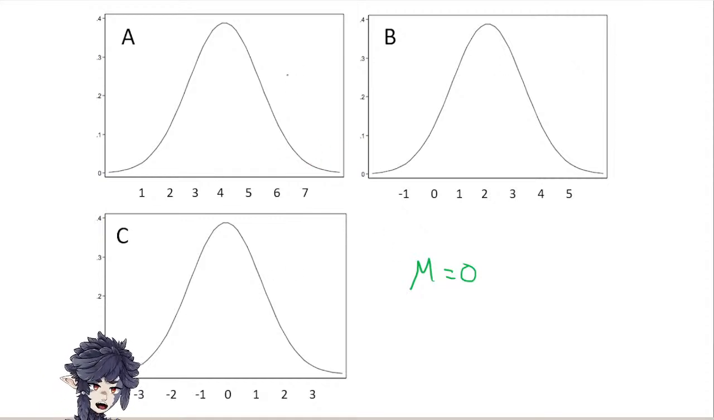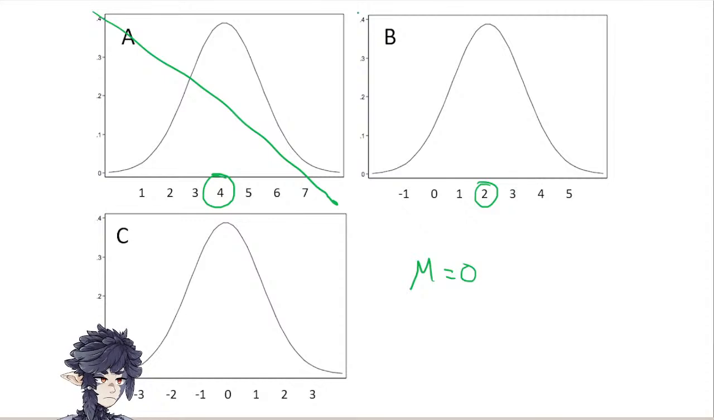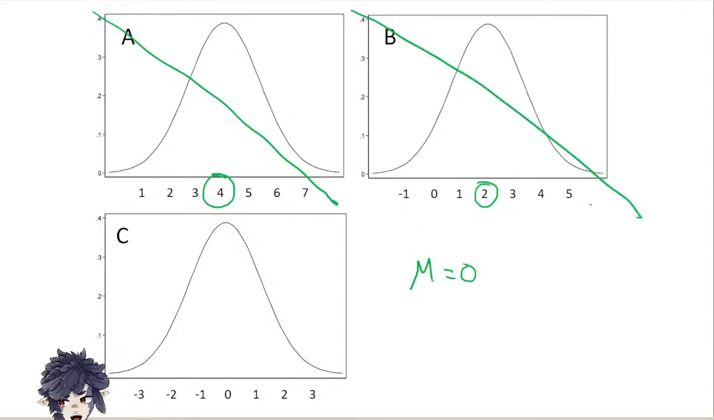What that means is that the mean of these distributions is right at the middle. The mean of distribution A is 4. And if all sets of Z-scores have a mean of 0, it can't possibly be A. The mean of distribution B, the number right in the middle, is 2. And again, if all sets of Z-scores have a mean of 0, this doesn't work. C is the distribution that has a mean of 0, so this is the only one that could possibly be a distribution of Z-scores.